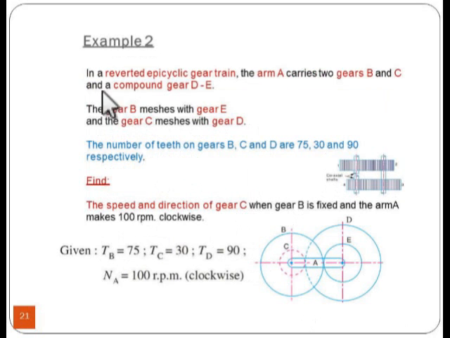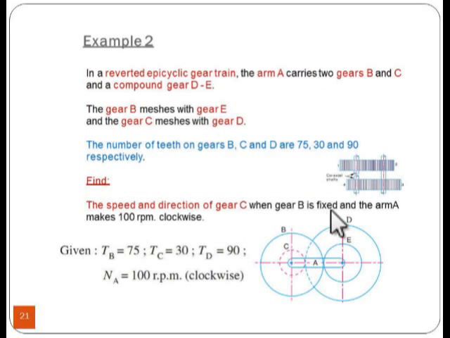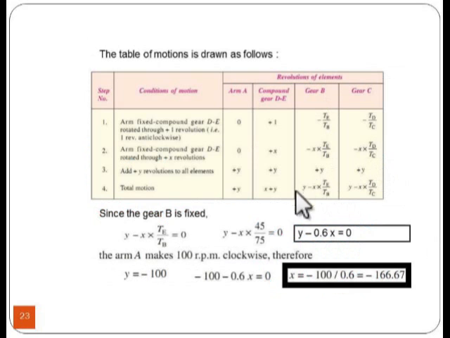Find the speed and direction of gear C when gear B is fixed and the arm A makes 100 RPM clockwise. So I need to find the speed and direction of gear C. If I need to find the speed of gear C, I have to take this particular value. Now what is fixed? Gear B is fixed. So NB is going to be zero. So Y plus X into TE by TB is equal to 0. So this is going to be my equation. I know the number of teeth on E and the number of teeth on B. If I put it in, I'll get Y minus 0.6X is equal to 0. Let's keep this as one equation.